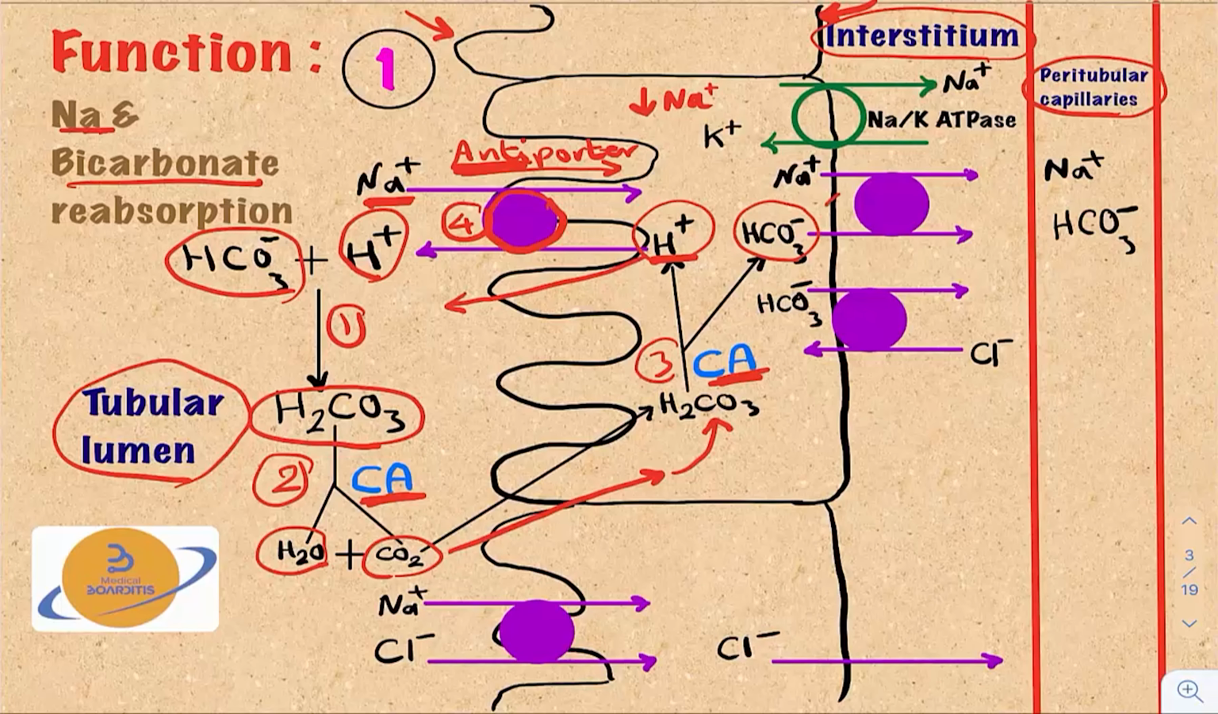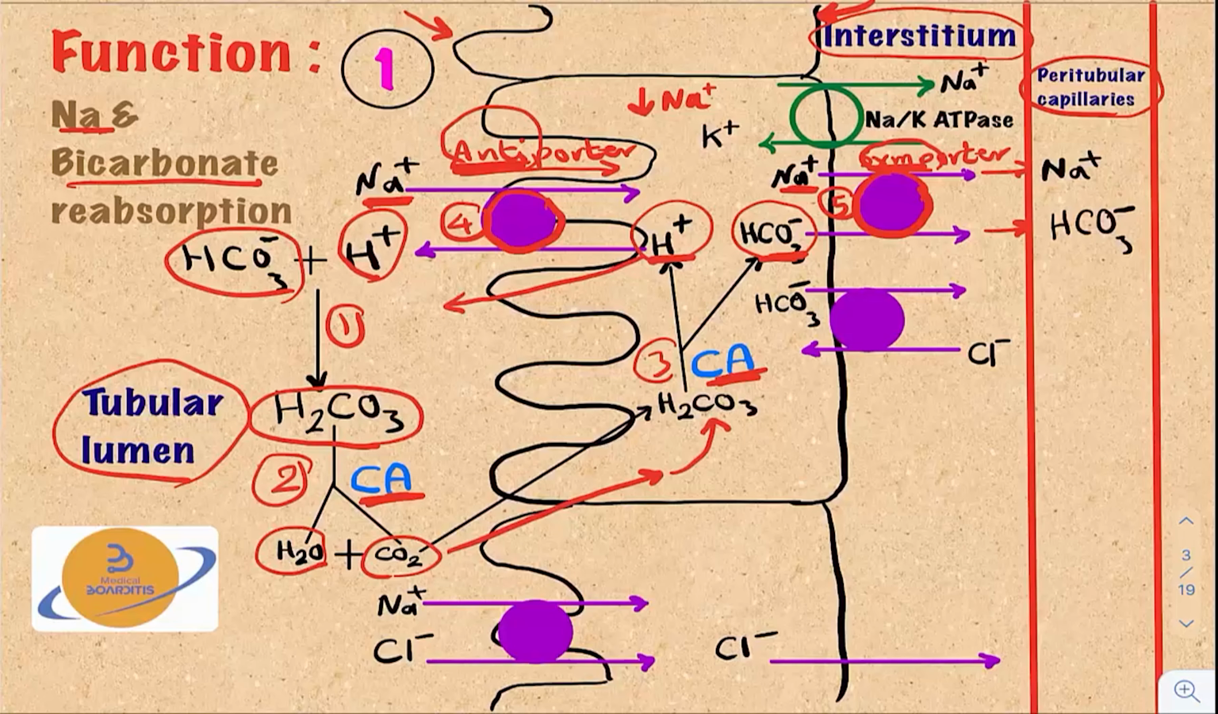This is in contrast to the fifth step, where sodium and bicarbonate become reabsorbed by the basolateral surface into the interstitium and then into the blood. This transporter is called the sodium bicarbonate co-transporter, or symporter. So again, if the two ions are moving in two opposite directions, we call this an antiporter. If they're moving in the same direction, we call this a symporter.